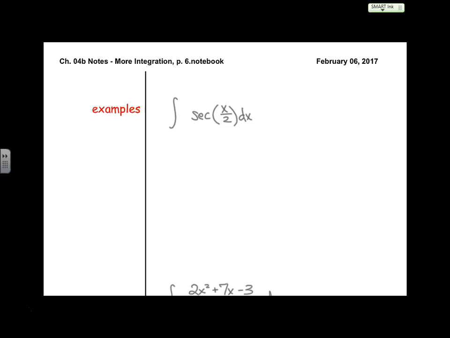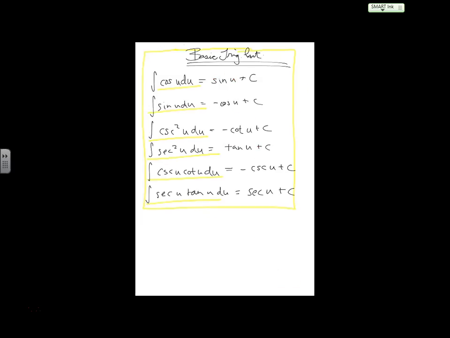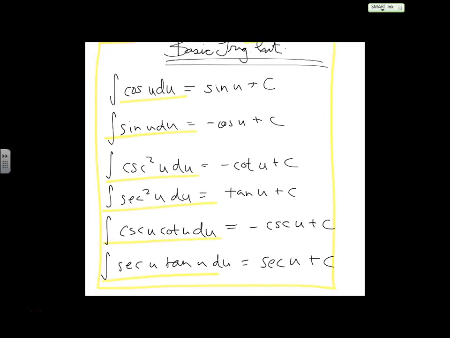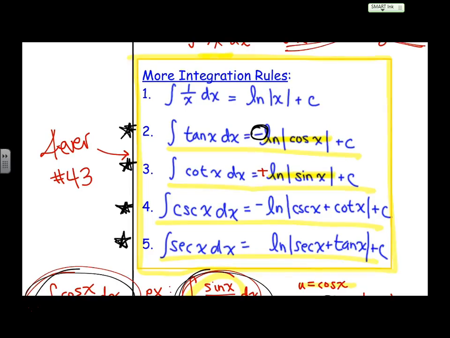Okay, so wait, there's some basic rule, right? We just don't know it, the forever card, very well. Oh yeah, it's not a basic one. He's one of the new ones. Secant tangent, use that. But secant, 1 over, I need ln. ln of who? ln of secant plus tangent.